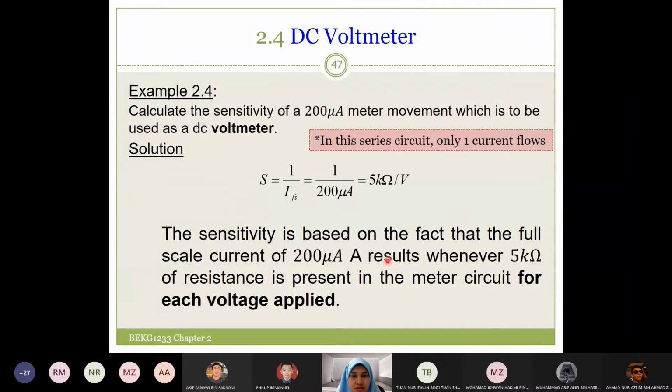The sensitivity is based on the fact that the full scale current of 200 microamps results whenever 5 k ohm of resistance is present in the meter circuit for each volt applied. So 200 microamp is not the range of the meter, because this is a DC voltmeter. This is the current that flows through the meter or the PMMC.